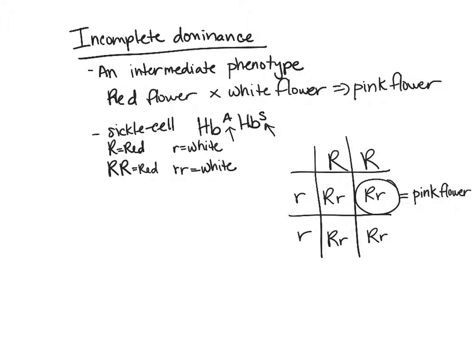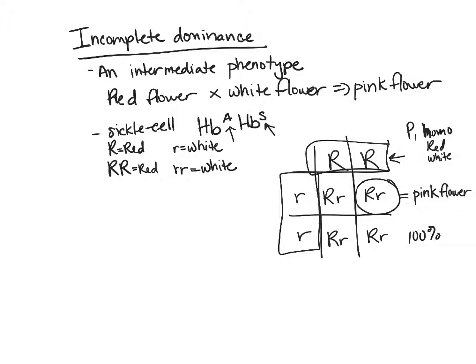So in this case, if we are crossing the parent generation, the P1 generation is our homozygous for red and homozygous for white. So we cross the homozygous for red up here with the homozygous for white here, and what we get is 100% pink flower, or 100% heterozygote.